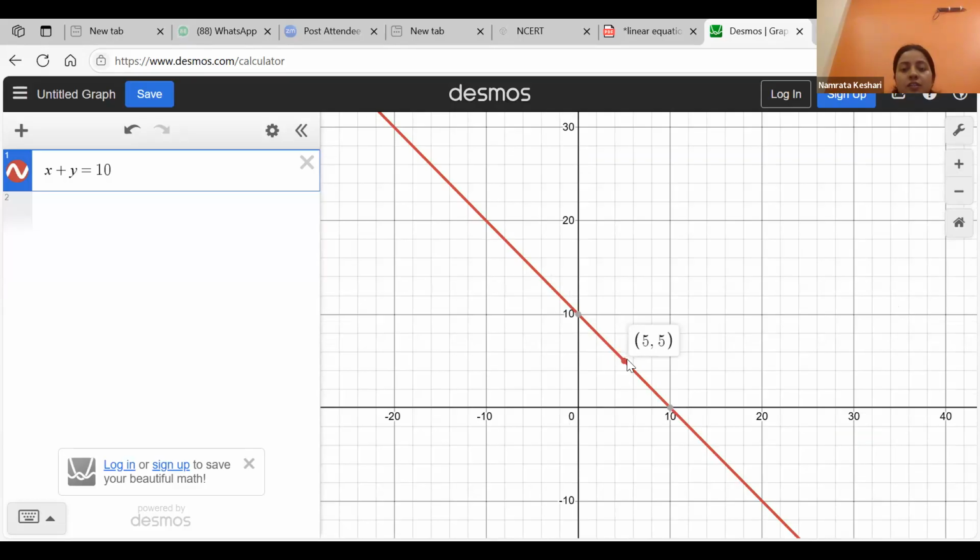Can you see? X value can be 5 and y value can be 5, which I had taken at first. And we said that this is one of the possible x and y values. And we can see this point is also sitting on the line. So we are trying to relate this concept with coordinate geometry.